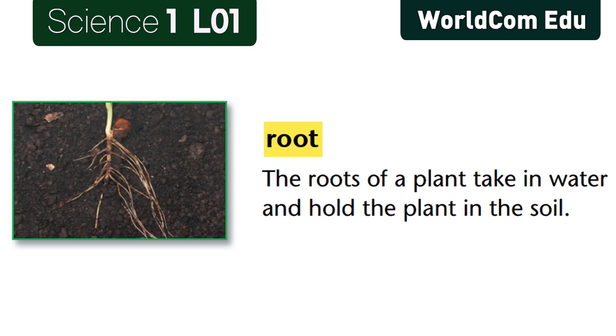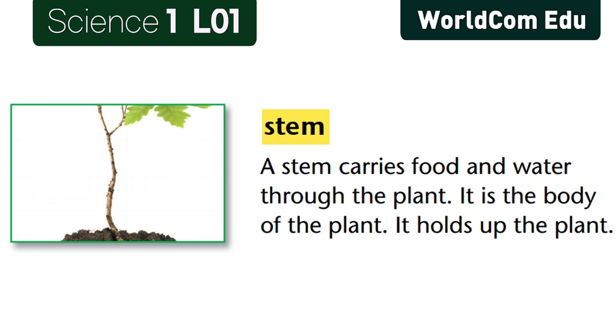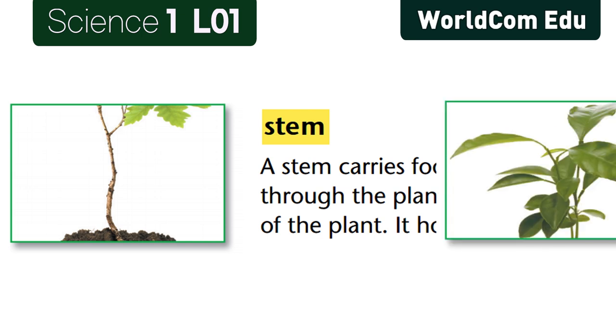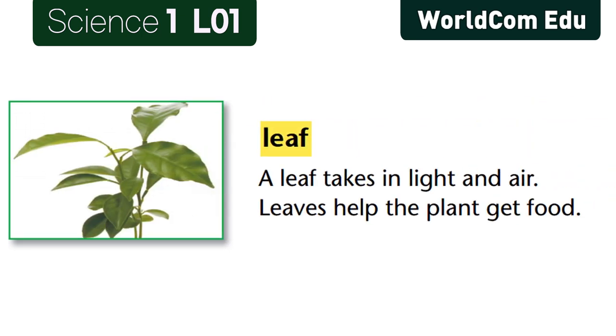Root. The roots of a plant take in water and hold the plant in the soil. Stem. A stem carries food and water through the plant. It is the body of the plant. It holds up the plant. Leaf. A leaf takes in light and air. Leaves help the plant get food.